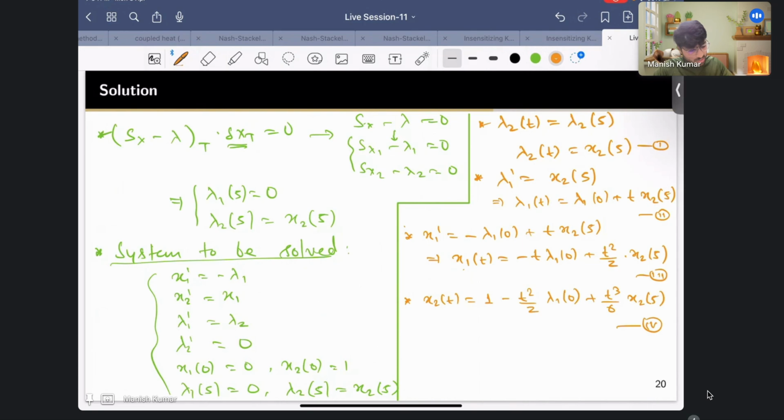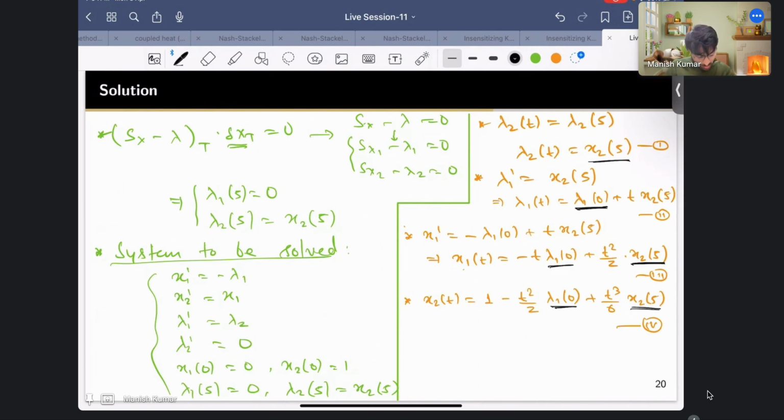Now what is unknown to us? Look at that. We don't know the actual value of x2 at 5, correct? And we don't know the actual value of lambda 1 at 0. If we can somehow figure out lambda 1 at 0 and x2 at 5, we are done.